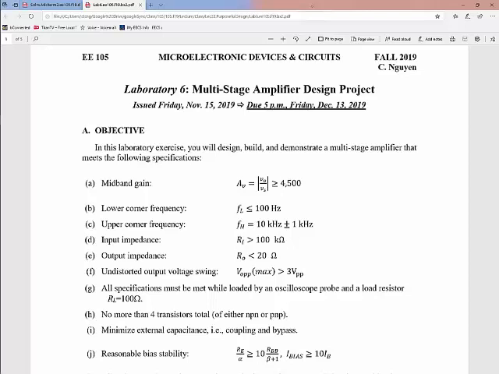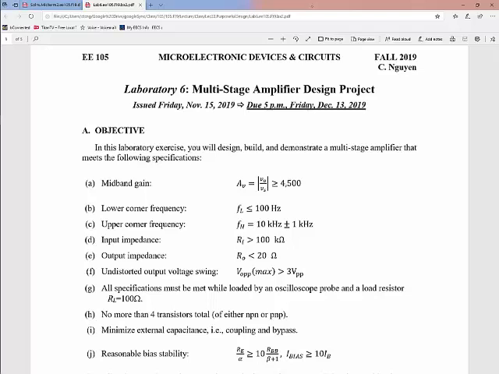That means that instead of just one transistor hooked up in a common emitter configuration, you choose the configuration. And you're going to be allowed 4 transistors to be able to meet these specs. So if you look at these specs, you can see there's already some things that are a lot more difficult than what you were doing before. So the gain now has to be greater than 4,500. You can't do that with a single transistor and get good bandwidth performance. Your lower corner frequency is going to be 100 hertz. Your upper corner frequency is going to be 10 kilohertz.